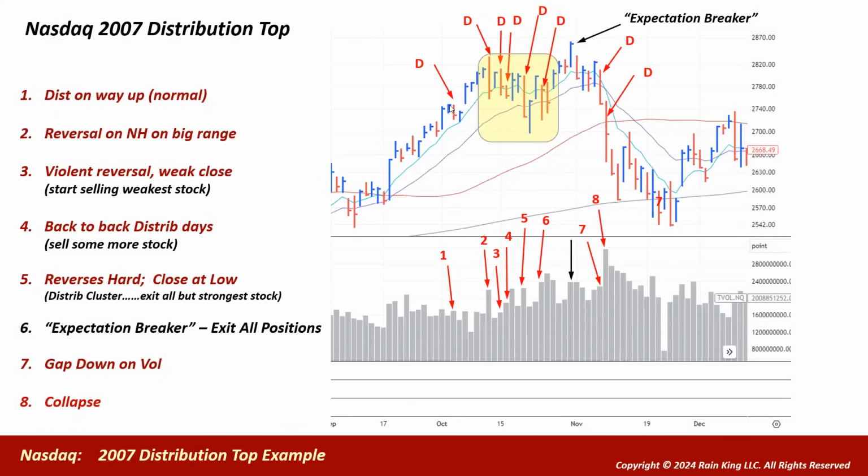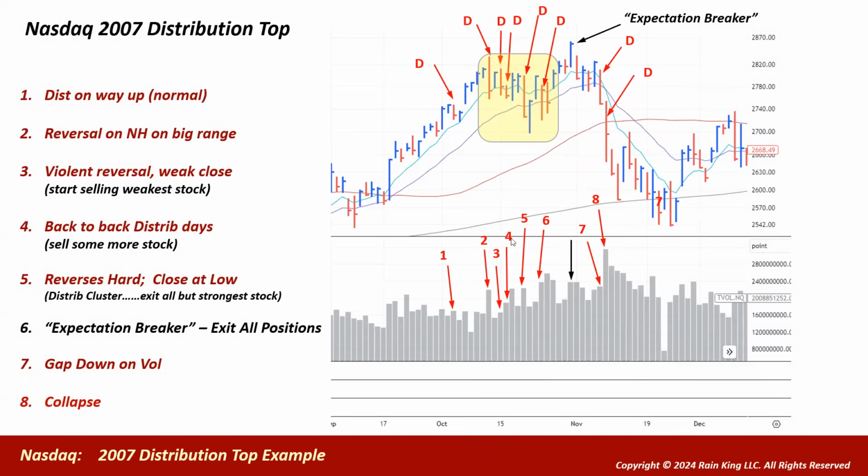You can see that we typically get distribution on the way up on an uptrend. That's kind of normal to have a few distribution days that are spaced out. But you can see here, this big reversal day was distribution day number 2, pretty big volume. So we have a reversal on high volume and a big range. That's a clue that things are a little bit different. Now, 2 days later, there was another distribution day, you can see here, with a very weak close. Those 2 distribution days probably should have had you looking at selling your weakest stock if you had a series of stocks.